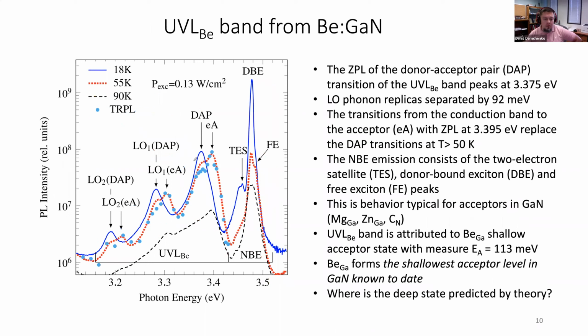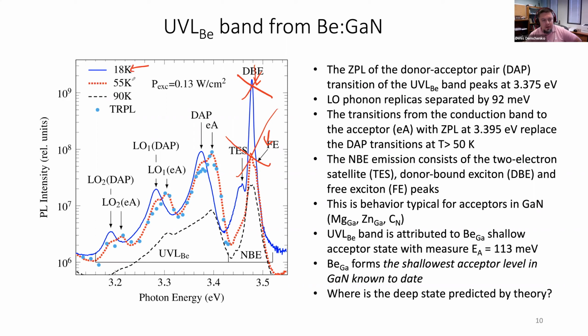I now want to try and convince you further that the UVL, the ultraviolet band, is indeed from a shallow beryllium acceptor. How do I know this? If I zoom into this, I see the following fine structure of this ultraviolet band. This is the donor-bound exciton. This is the free exciton peak. Now there's this so-called two-electron satellite. We don't care about any of this. These are excitonic structure. We want to concentrate on this. This is coming from beryllium.